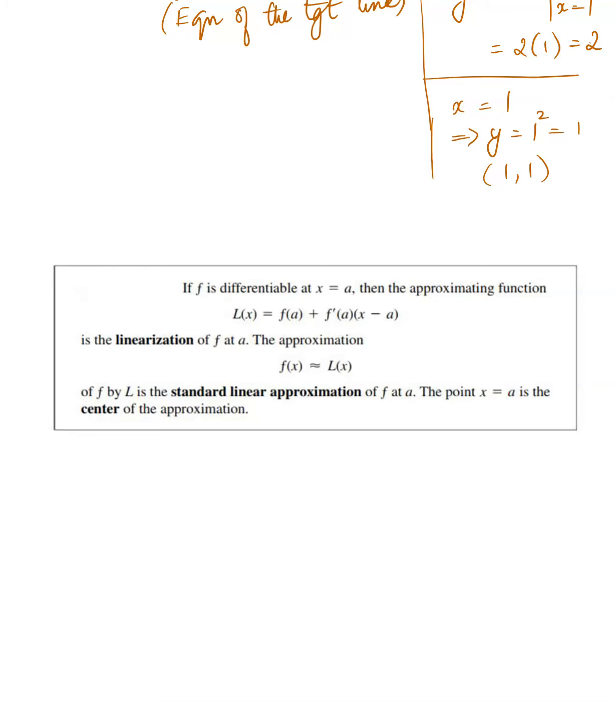Now, remember again, this is linearization of f at a. It's not for the entire function because you can't just approximate a curve with a line. This is true only at that point of interest because that's where they coincide with the tangent line, and therefore we're using the idea, the technique here. And we also say that L is the standard linear approximation of f at a, and x equals a is the center of the approximation.